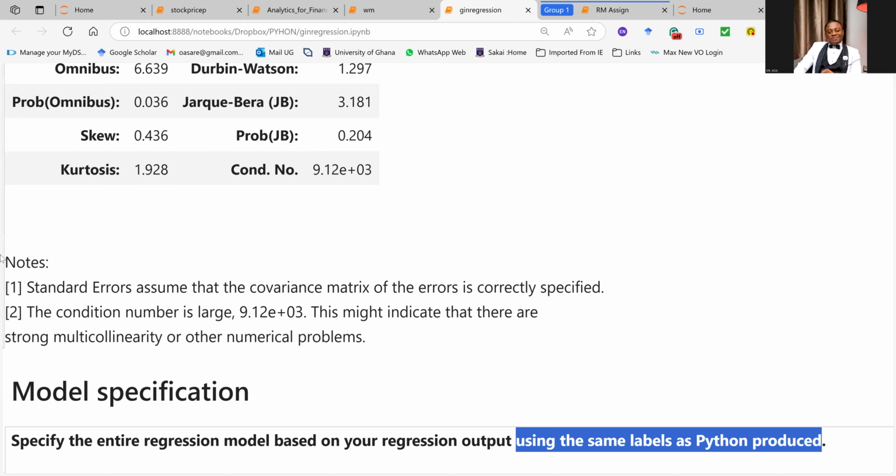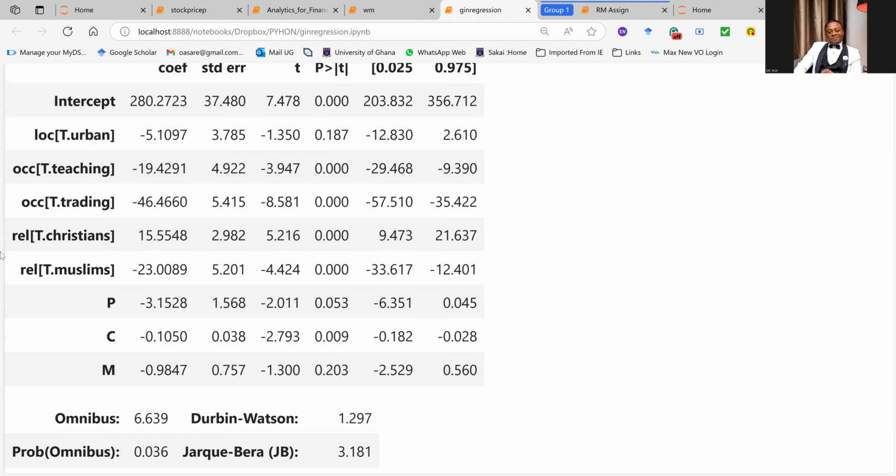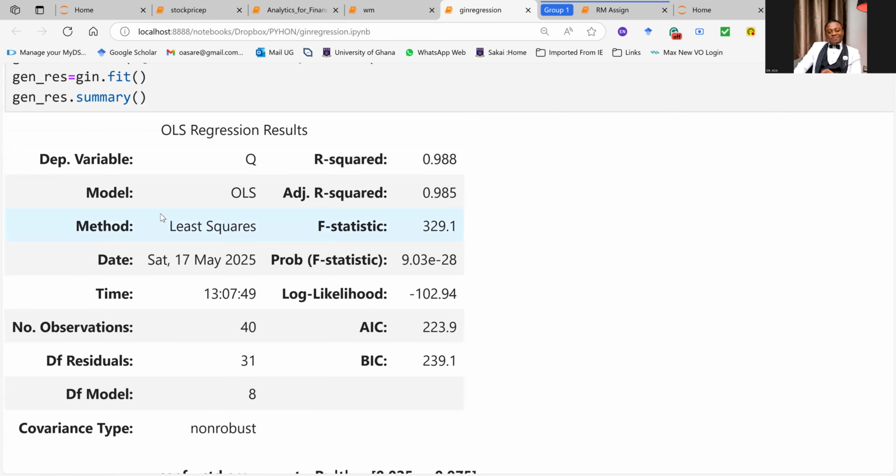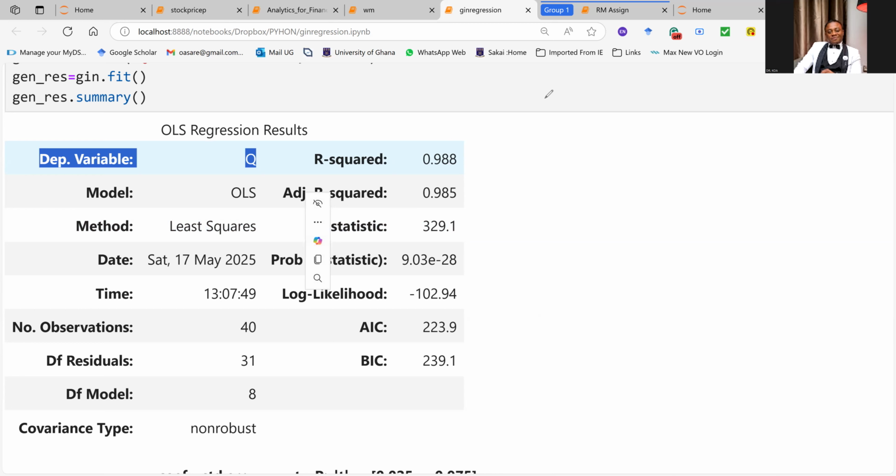So how will you specify the regression model? What you do is you first go up here and identify the quantity demanded. So when you come here, you see that the dependent variable is the quantity demanded. So that will be on the left-hand side. So you have that on the left-hand side, something like this. Then you do equal to, you write your beta naught.